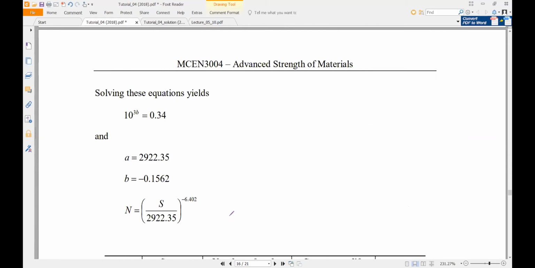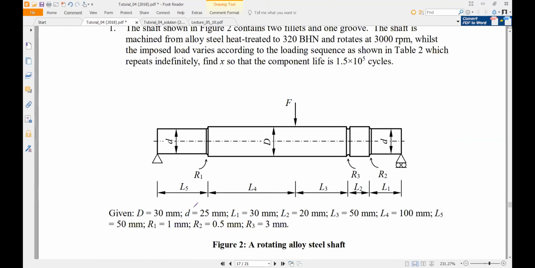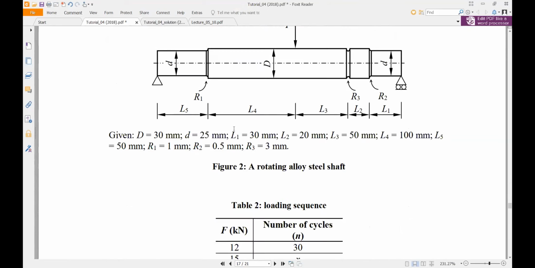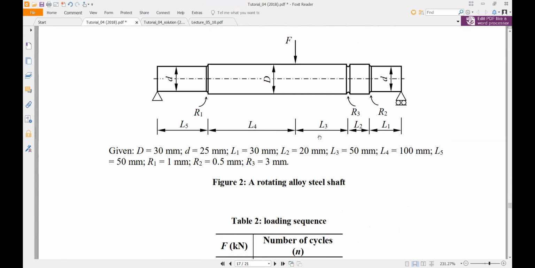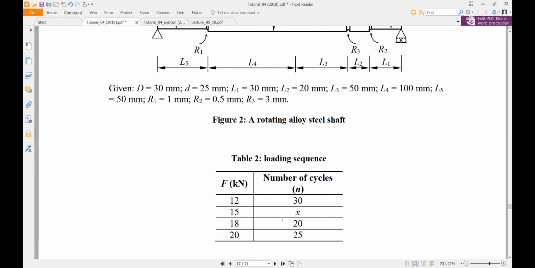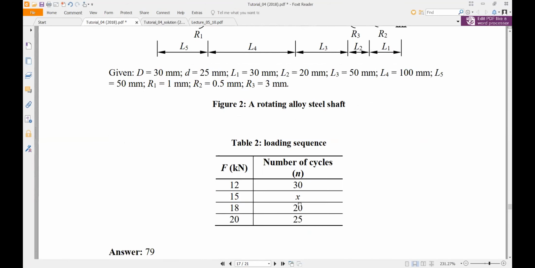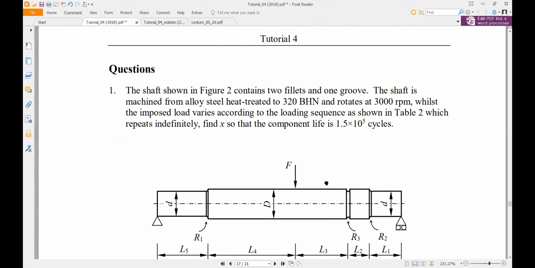Yes, sir. Okay. Question number 3. Question number 2. I'm not going to explain this question, so you can do that one. There is the same type of question. The only difference in here is this is unknown, the magnitude of this stress. They are going to apply X number of cycles. You need to find out this X value.